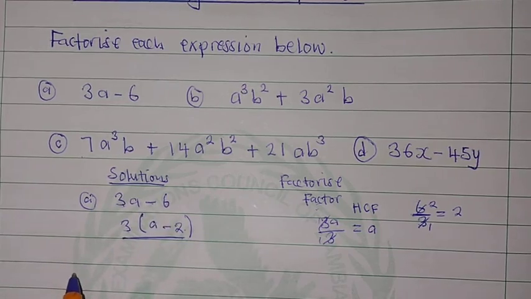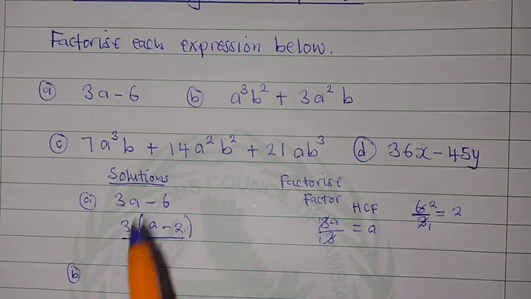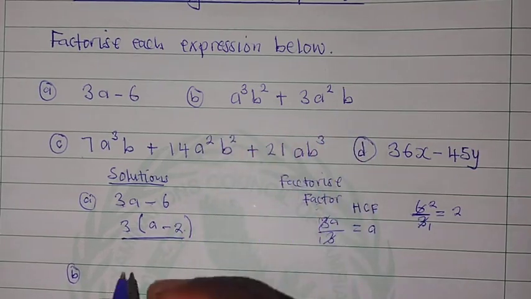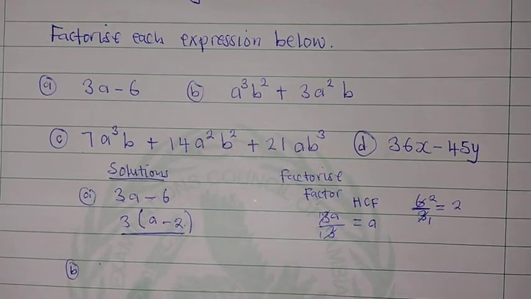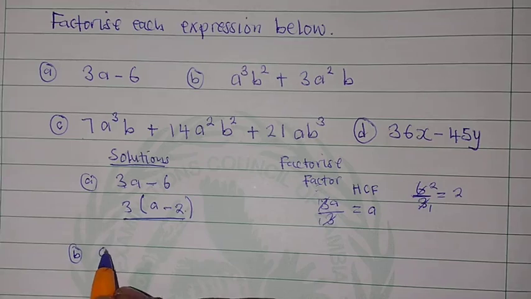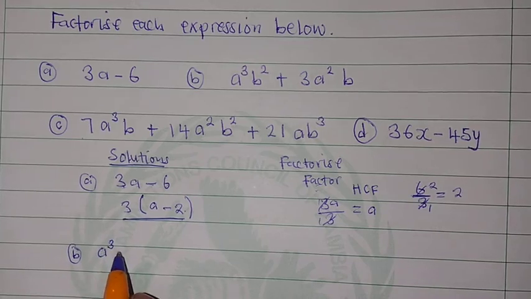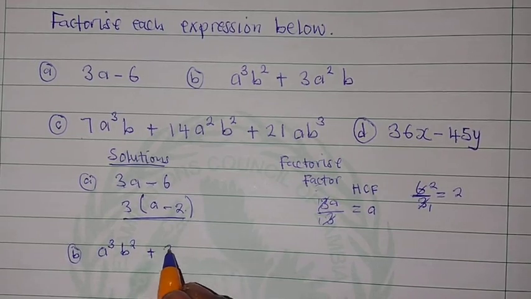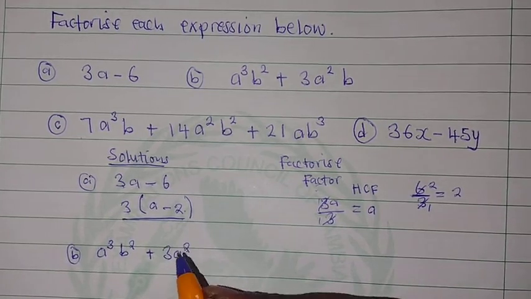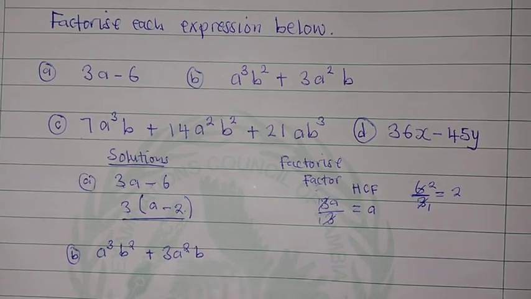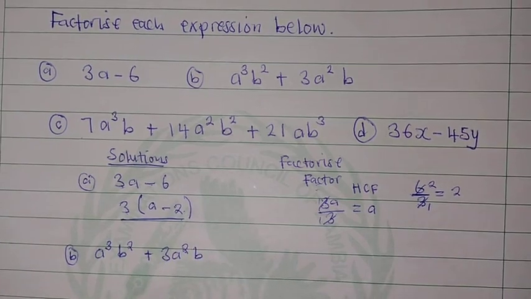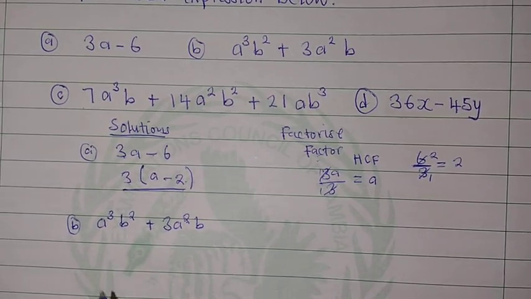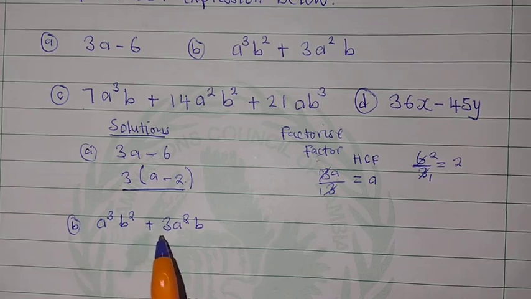Okay. So let's look at our question B. This is the question that we have right here. On our question B, we have a power 3, b power 2, and then plus, we have 3a squared, then a b. From here, we are factorizing. Let's not forget that. So what is the common variable here?